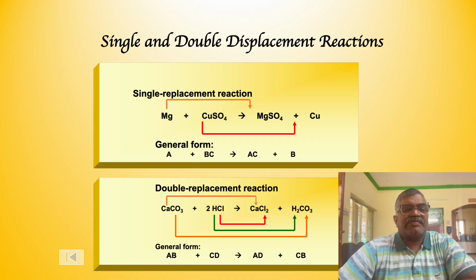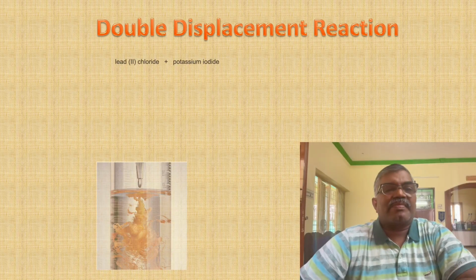You can see the exchange of ions because calcium carbonate is made up of calcium and carbonate ions, and HCl is made up of H+ and Cl- ions, forming calcium chloride. So exchange of ions takes place in this reaction. A reaction in which exchange of ions takes place is a double displacement reaction.